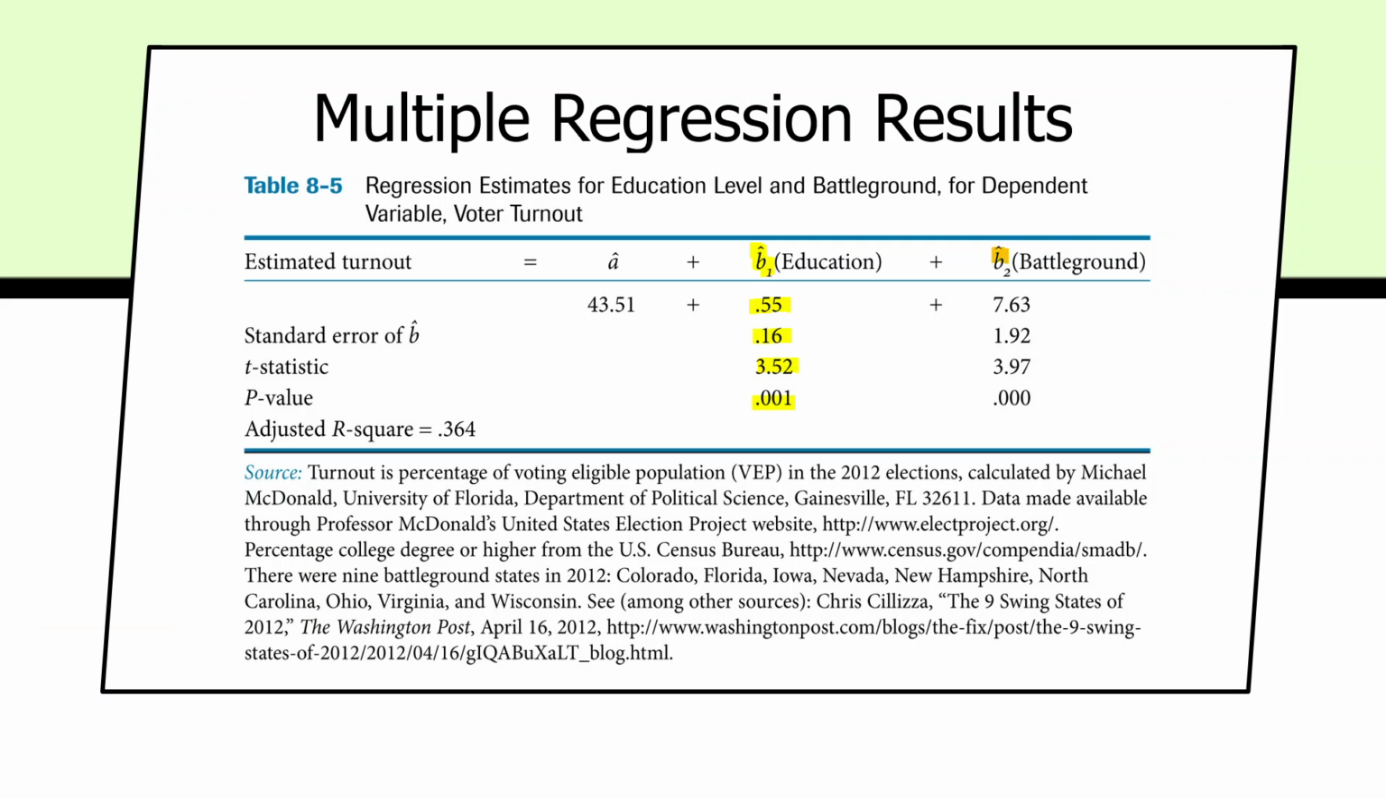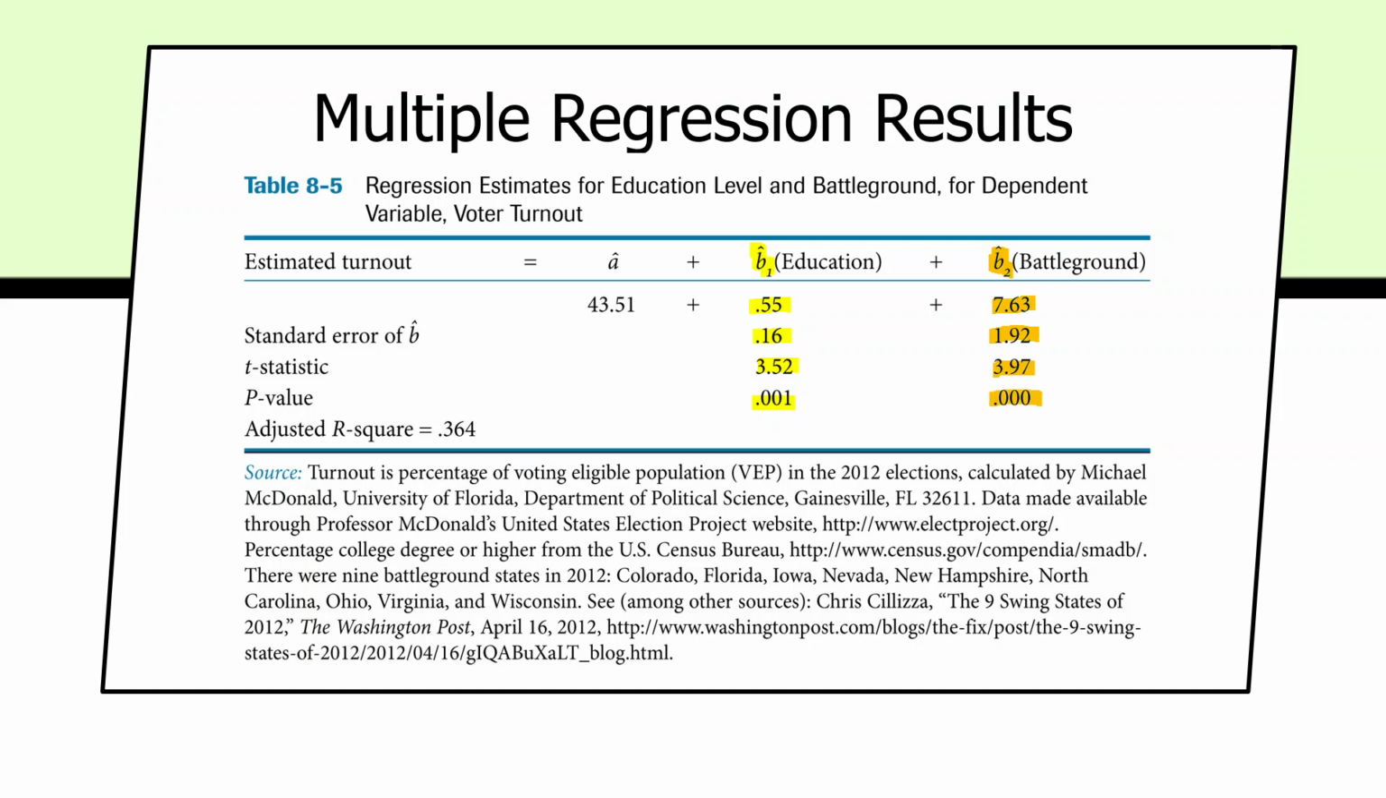Same for battleground. For the dummy variable here, the estimate returned is 7.63 points. So on average, battleground states have turnouts that are 7.63 points higher than non-battleground states, controlling for education. You may recall in the bivariate, I believe that effect was a little bit over 8 points, but that effect didn't account for the fact that battleground states have higher levels of education than non-battleground states. Again, we get a manageable standard error, a large t-statistic, and a p-value that invites us to reject the null hypothesis.